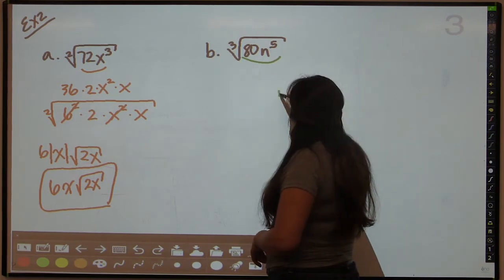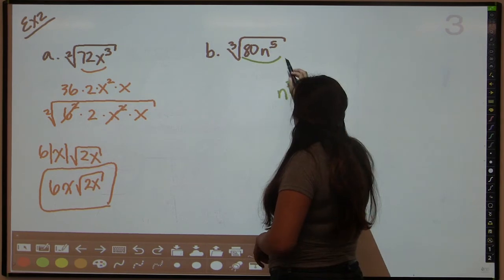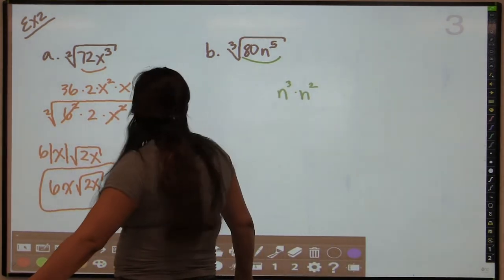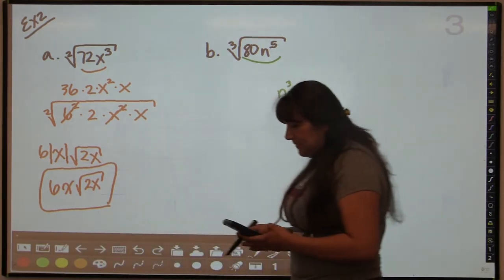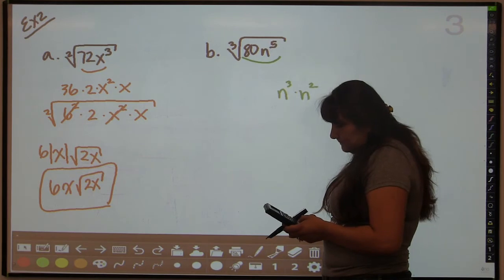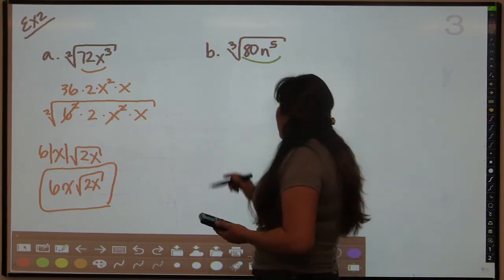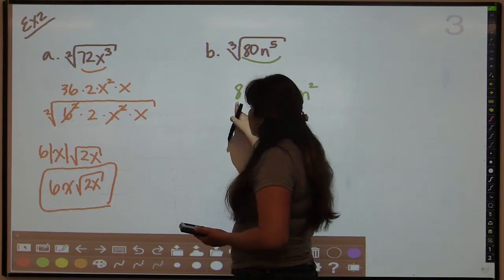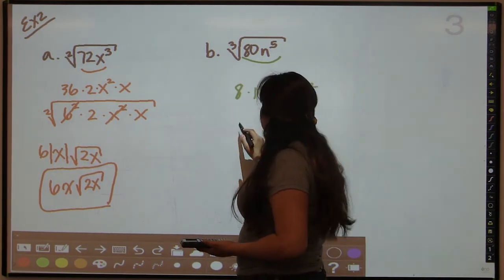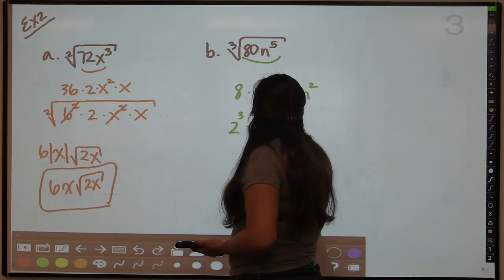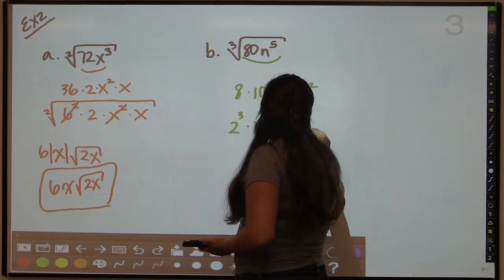So we're going to get n to the third times n squared, because that's going to give me n to the 5th, and one of them is a 3. Then I have to find the 80 and divide it by something that is a perfect cube. So 80 divided by 8 is 10, and we know that 8 is a perfect cube. 8 is 2 to the third power. 2 to the third power times 10 times n to the third times n squared.